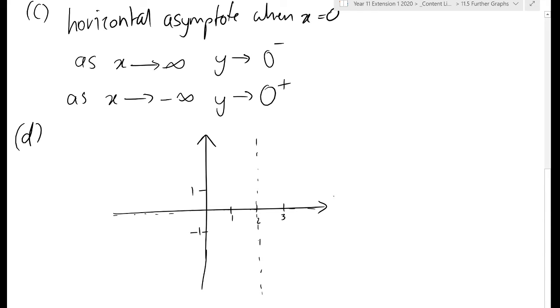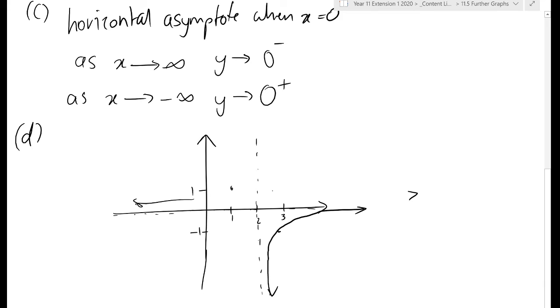As my value for x gets bigger and bigger, my value for y gets really, really small, and it's actually coming from the negative side. That means it's going to be down here, so my graph for this one is going to look like that. Whereas on the other side, as x approaches negative infinity, y is getting closer and closer to 0, but from the positive side, so positive being the above side.